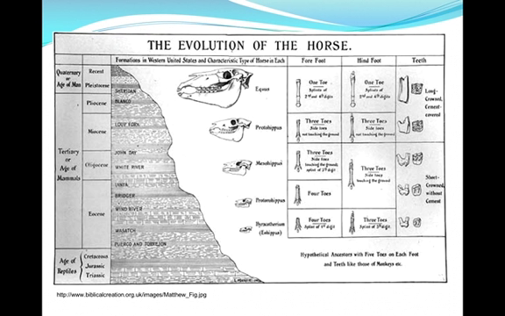Okay, this is just an interesting example. This is the evolution of the horse. As you go through, you can see that it has different stages. You can see the toes developing. You can see the teeth development, things like that.